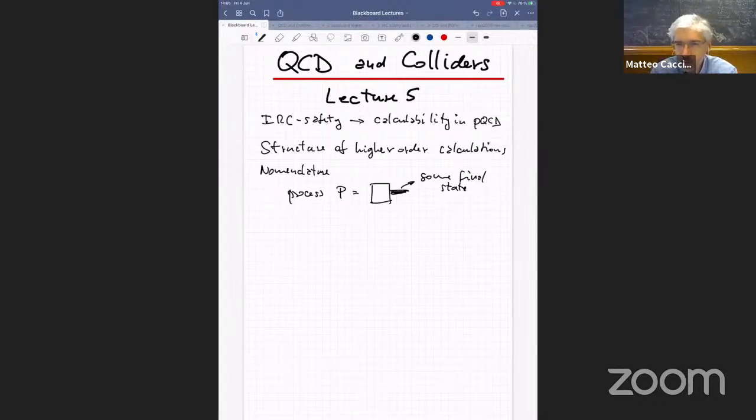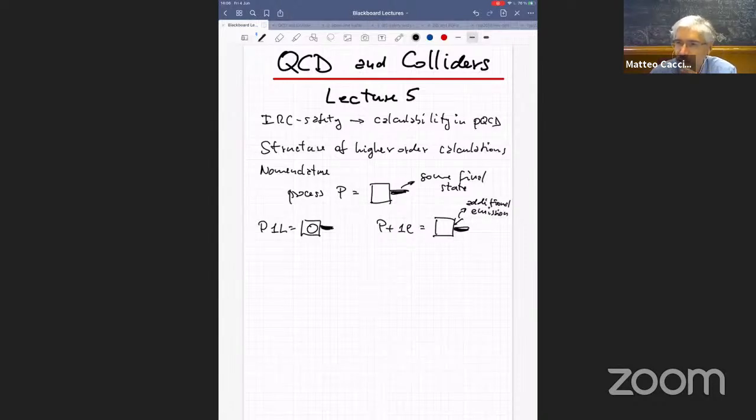So by process P with some final state, I mean something that I can calculate in pQCD, because I have made sure that this particular process is infrared and collinear safe. And then you may have this same process calculated to one loop that I can depict like something like this, and the same process plus one leg that I can depict as something like this, with the emission of the additional leg. So this is the additional emission.